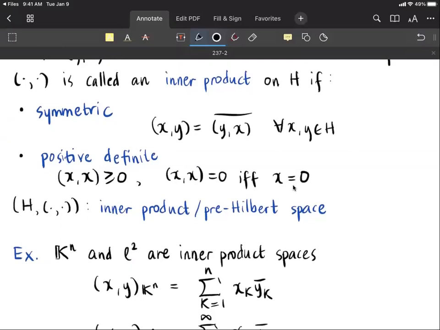Here the word pre means that, in general, this might not be complete. The complete version will be later called a Hilbert space. So pre means it might not be complete. And as usual, we can complete this incomplete inner product space by following the same methods that we have already discussed. We will consider this at the end of the lecture.